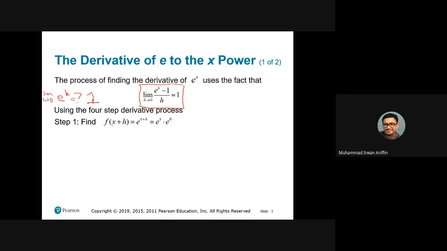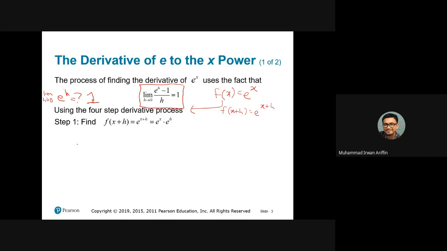So the first step: if we have f of x equals e to the power of x, we're going to do this. Step number 1. What happens when we change x by a small value? x plus h. We simply put x plus h here, to the power of the exponent. And by using the formula for power, since this has the same base, we can multiply them. This is basically equal to this.